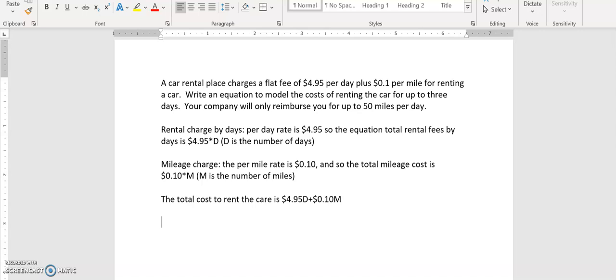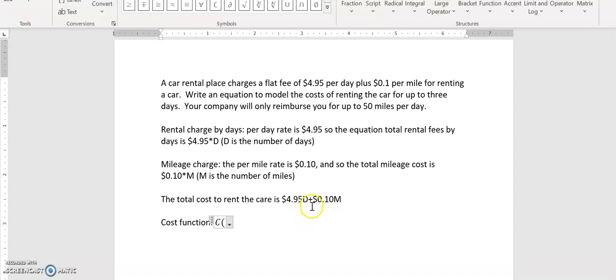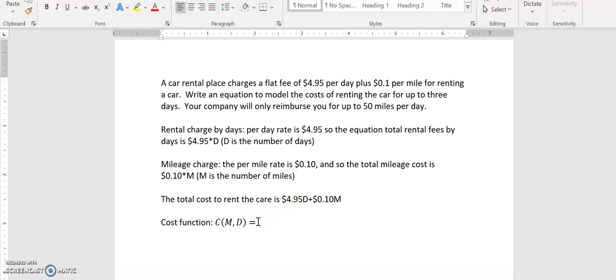Now, the other thing that we know is that we have to keep this mileage rate between 0 and 50 miles per day. So we're going to create a cost function in function notation, and we're going to simplify this a little bit by assuming that we actually are going to drive between 0 and 50 miles every day. So the cost is $4.95 D plus 0.10 M.